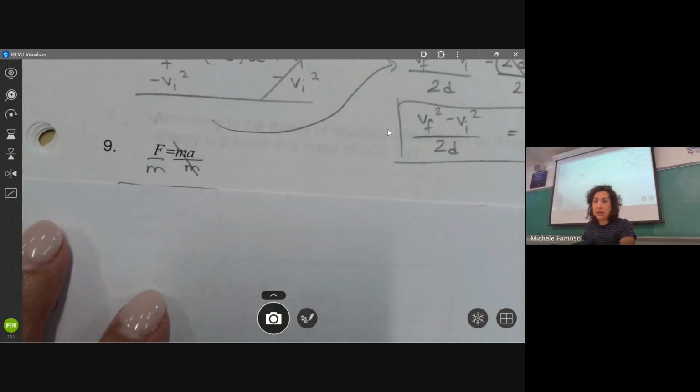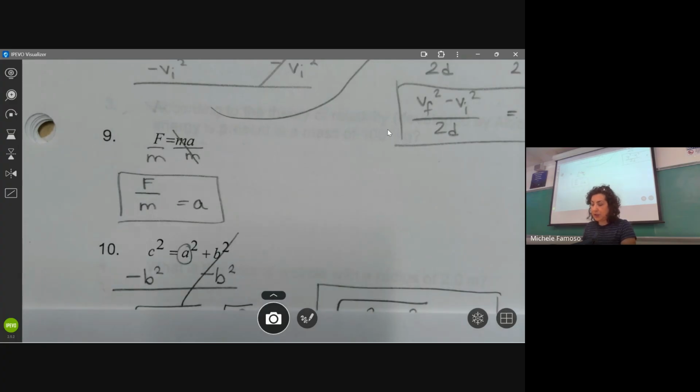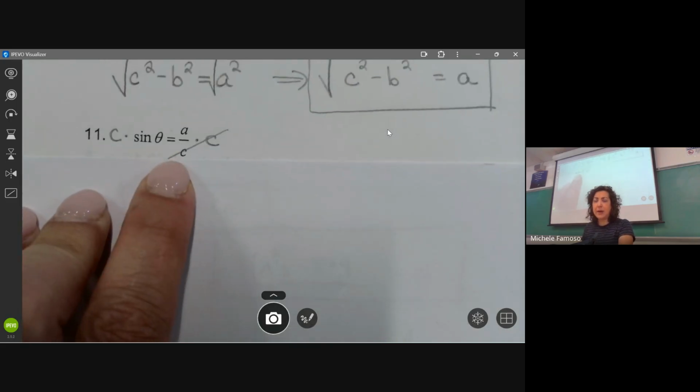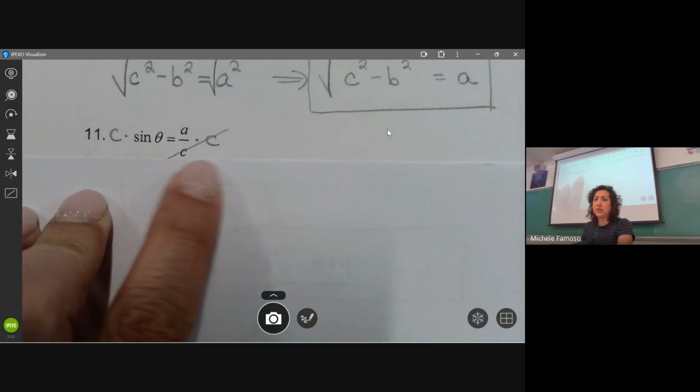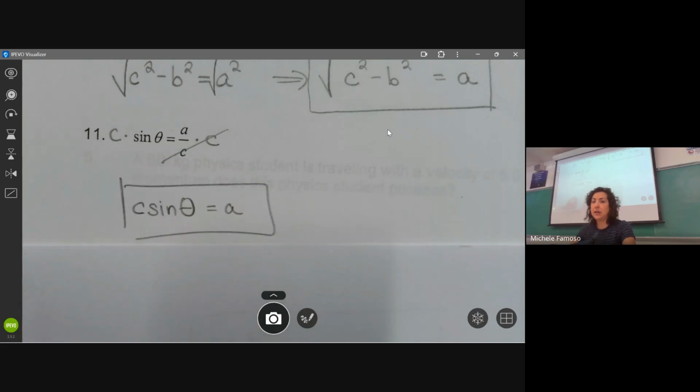Number 9, we're going to divide both sides by m. So F over m is equal to a. Number 10, I did. Number 11, I'm dividing the A by C, so undoing division is multiplying. So that gives me C sine theta is A. How'd we do?